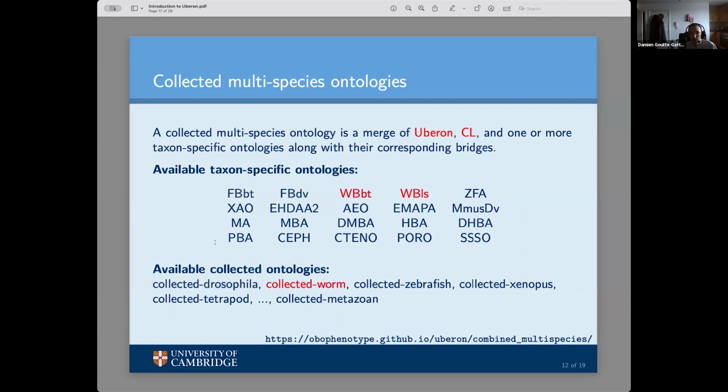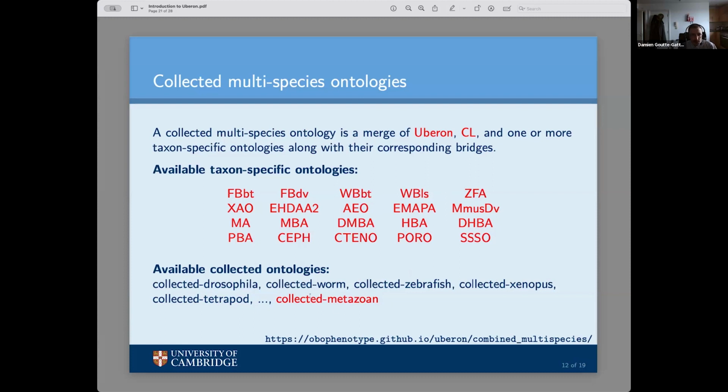Similarly, if you merge Uberon, CL, WBBT, WBLS, along with their corresponding bridges, then you end up with collected worm. And similarly, you can get collected zebrafish, collected xenopus, collected tetrapod if you merge all those species-specific ontologies along with Uberon and CL. And we provide a few combinations of merged products up to the final product, which is collected metazoan, which is basically Uberon, CL, and all those taxon-specific ontologies along with their bridges merged together.